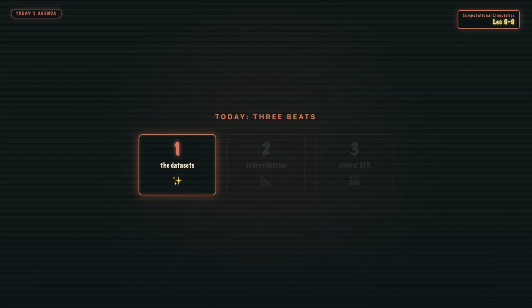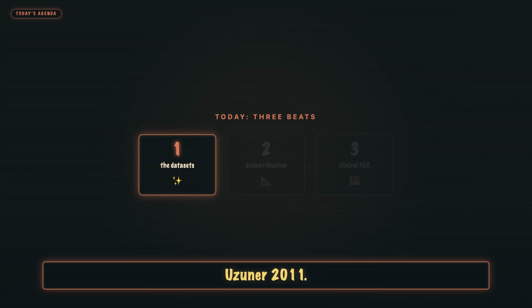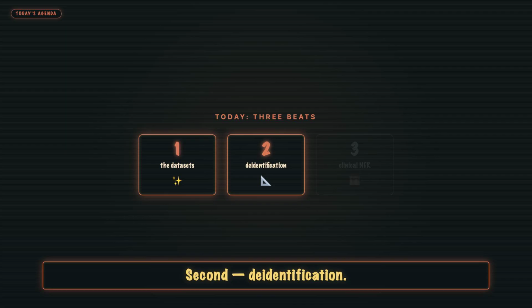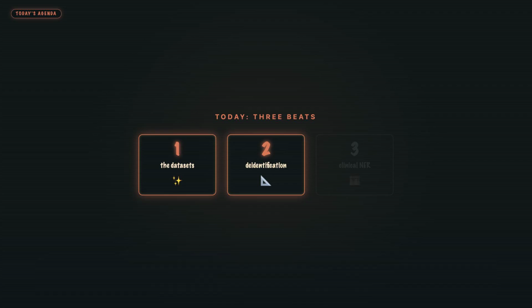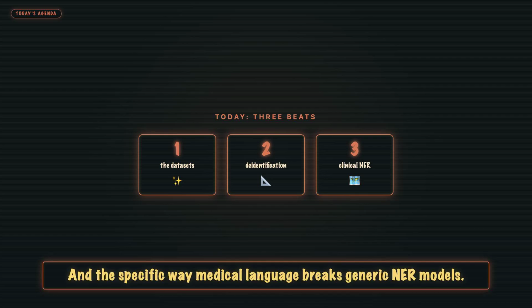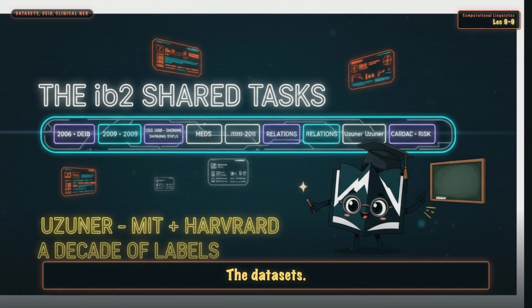First, the datasets. i2b2 shared tasks, Uzuner 2011, and MIMIC, a de-identified ICU corpus that unlocked most clinical NLP research. Second, de-identification. Removing PHI before you can share or process a note. HIPAA's Safe Harbor List. Why this is a specific hard NER task. Third, clinical NER. Extracting drugs, symptoms, tests, and anatomy from notes, and the specific way medical language breaks generic NER models.